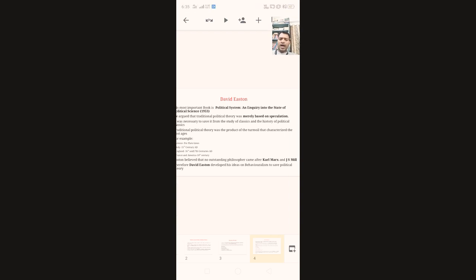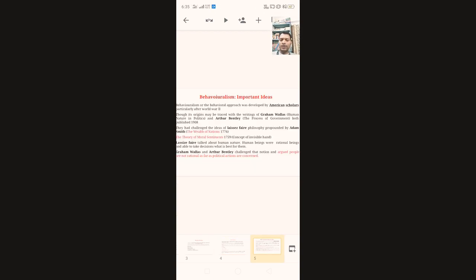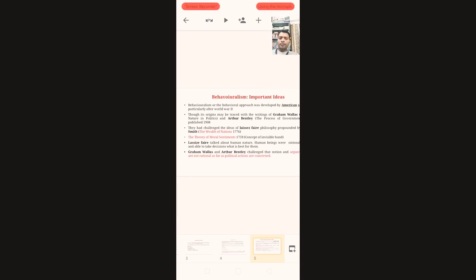So Easton believed that no outstanding philosopher came after Karl Marx and John Stuart Mill. Therefore, David Easton gave the idea of behavioralism to save political theory. And as we all know, behavioralism is one of the important contributions of David Easton, and it is also a very important topic for political science students.